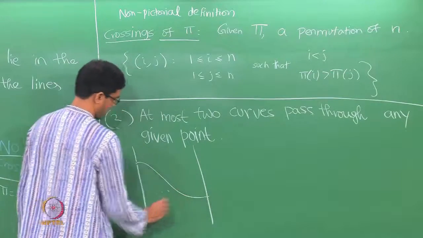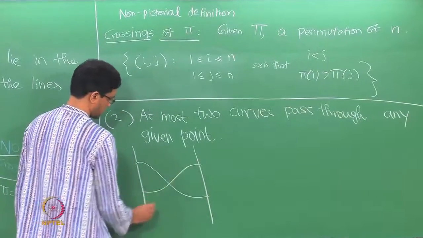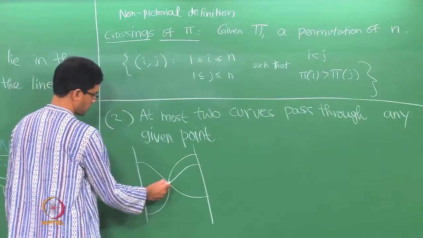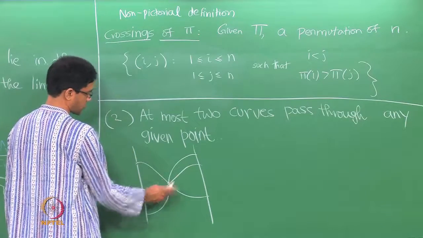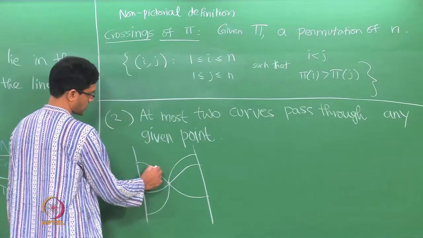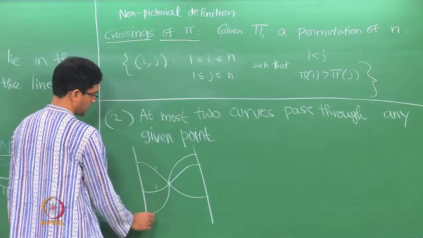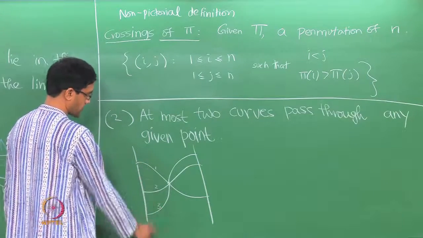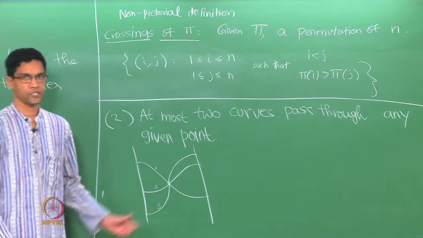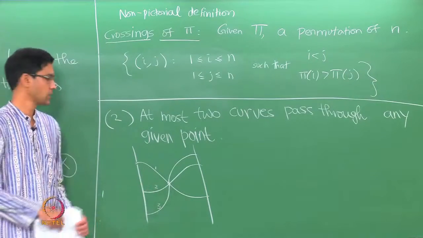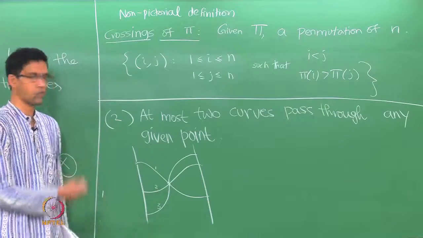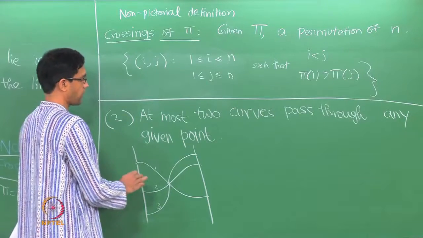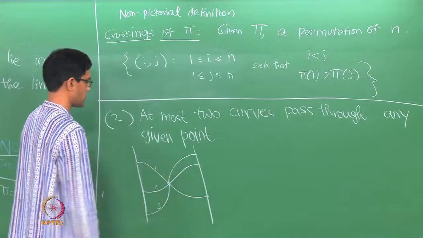So for instance, if you allowed say 3 curves to go through the same point, in some sense what this means is that there are 3 crossings at this place. The first curve and the second curve cross each other, the second and the third curves cross each other, and the first and the third curves cross each other. So this actually counts for 3 crossings, but that's much harder to count when you're doing it pictorially. So what you want to do is to avoid having more than 2 curves pass through the same point.